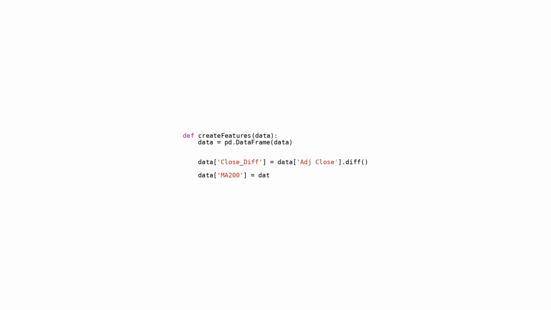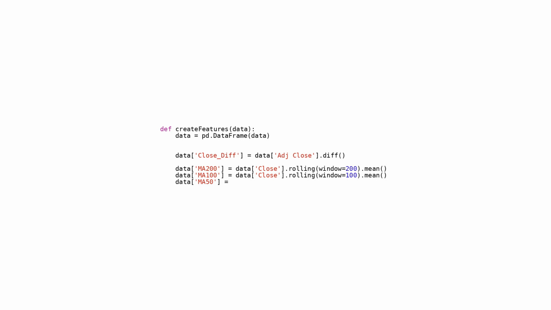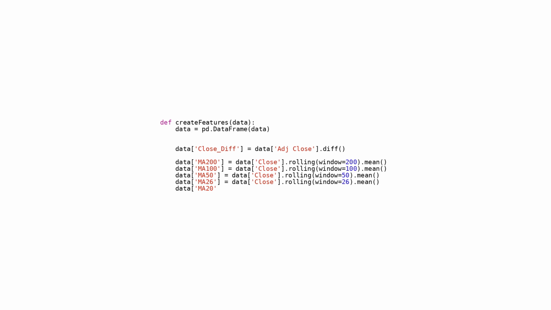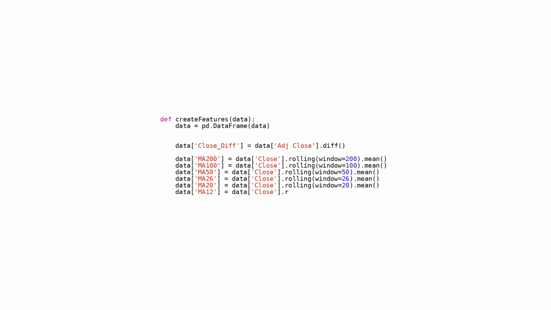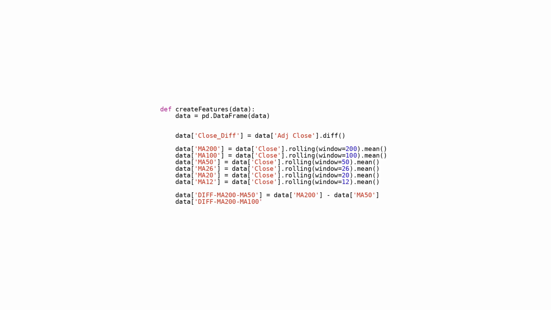The code introduces a function named createFeatures that enhances a DataFrame by calculating and appending new column features based on existing data. This code summary explains the functionality of the code. To calculate the daily closing price difference, a new column called close_diff is added. Moving averages, or MAs, are calculated for several time periods: 200-day, 100-day, 50-day, 26-day, 20-day, and 12-day, and then added as new columns to the data.